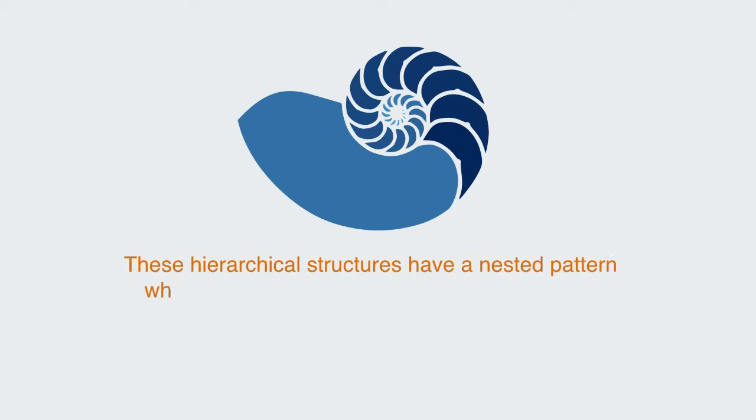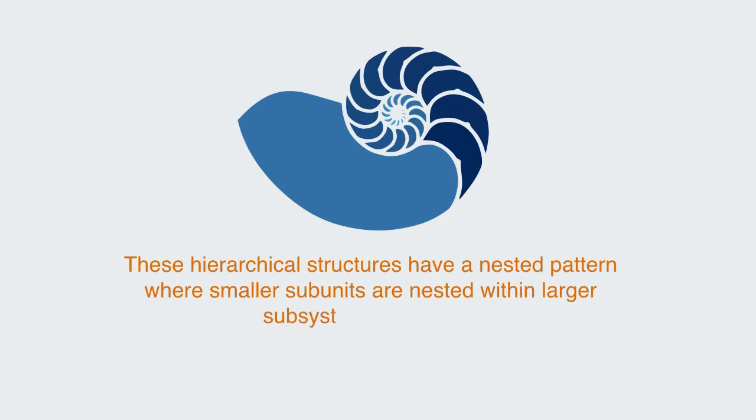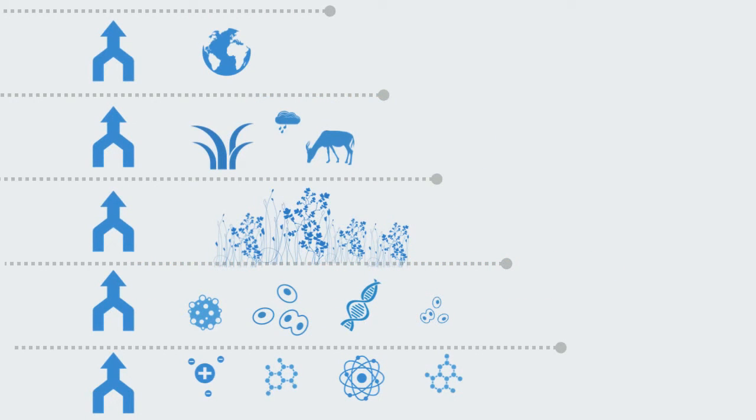These hierarchical structures have a nested pattern where smaller subunits are nested within larger subsystems and so on. Emergence gives ecosystems a distinctive, omnipresent hierarchical structure, and this scale hierarchy is a primary organizational principle, from biological cell to individual to community to ecosystem to the biosphere. The study of ecosystems can cover 10 orders of magnitude, from microbes to the surface layer of rocks to the surface of the whole planet.